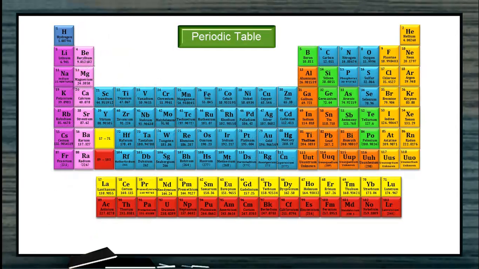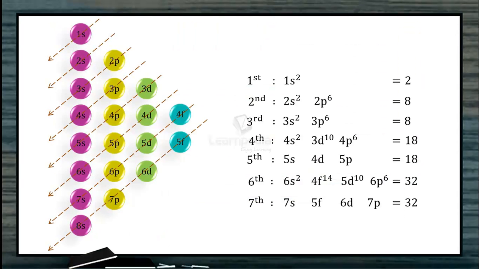So in each and every period we are supposed to learn the order of filling the subshells. In the second period the order is 2s and 2p. In the fifth period the order is 5s, 4d and 5p, and so on.